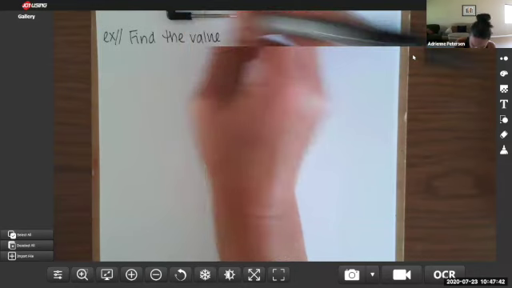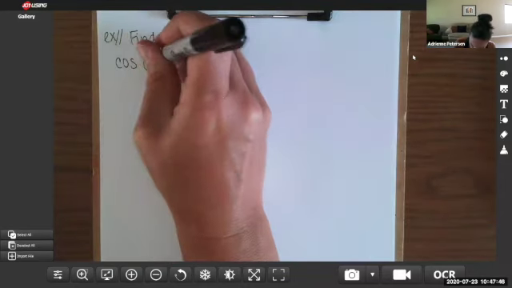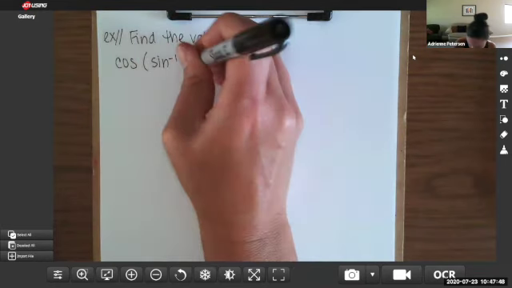Let's find the value of cosine of inverse sine of negative 1/3.